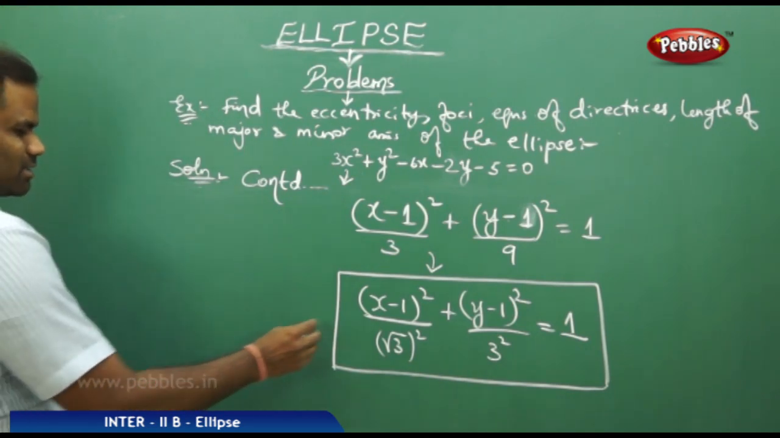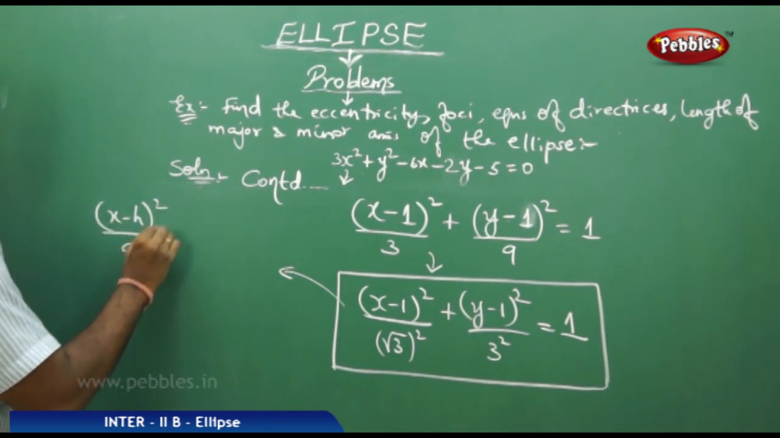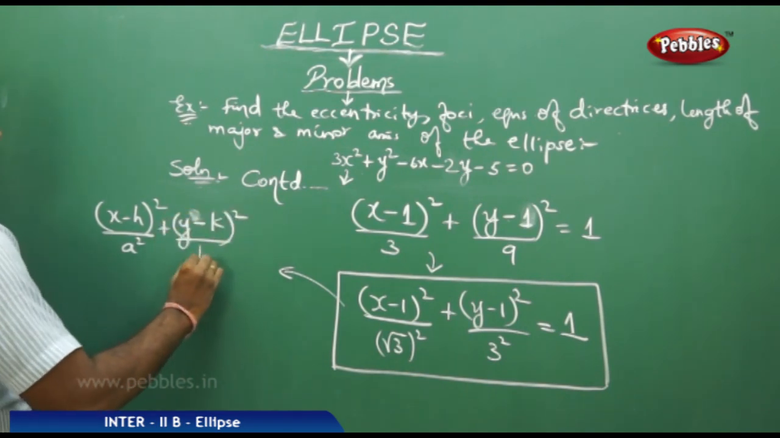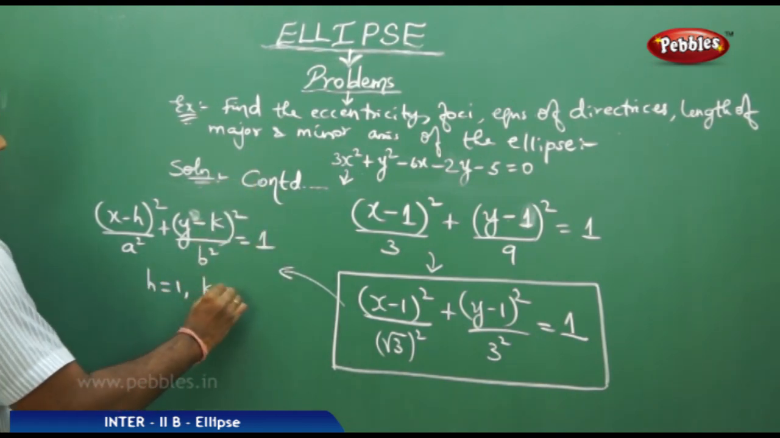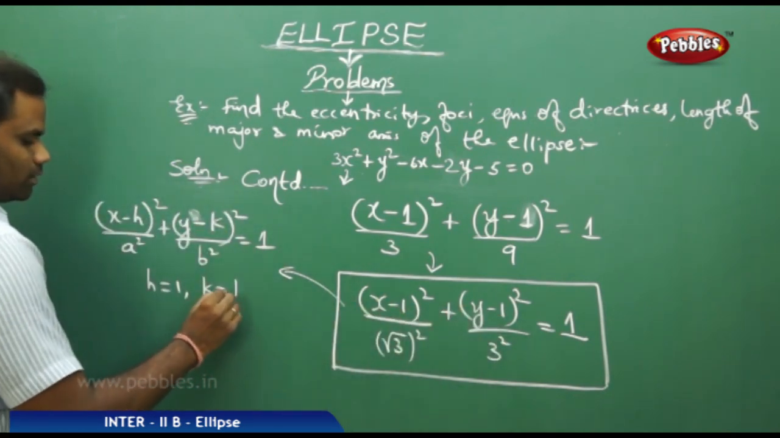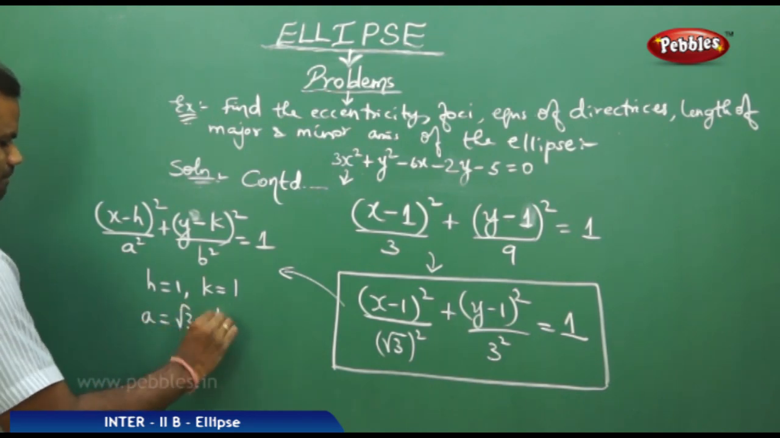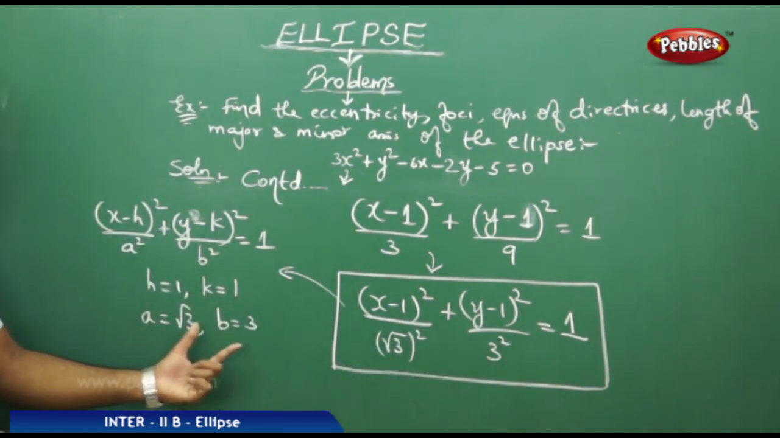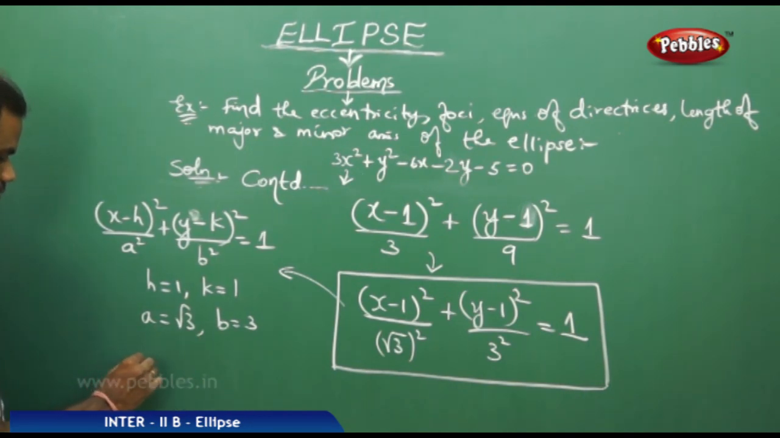Now here I clearly see that if I compare this equation with (x minus h) whole square by a square plus (y minus k) whole square by b square equal to 1, then I have my h equal to 1 and my k equal to 1, and my a square is root 3 whole square. Therefore a is root 3 and b is 3. Now clearly I see that a is root 3, which is approximately 1.7, and b is 3. Therefore b is greater than a.